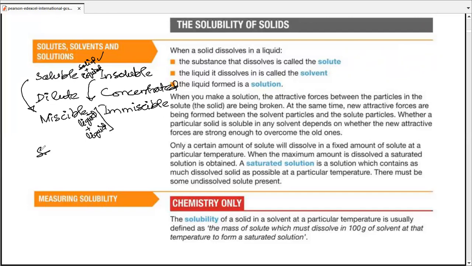The last term would be of 3 types: saturated, then we have unsaturated. Something that is not explained over here but comes as a later part of the book is supersaturated. So I'm going to go with 3 definitions instead of 2. All right? Okay. Can you explain saturated to me? Do you have an idea?